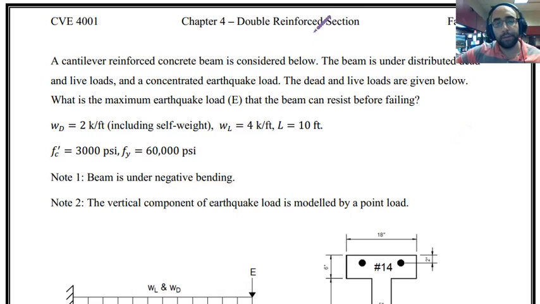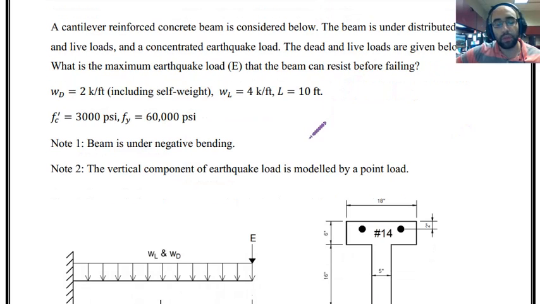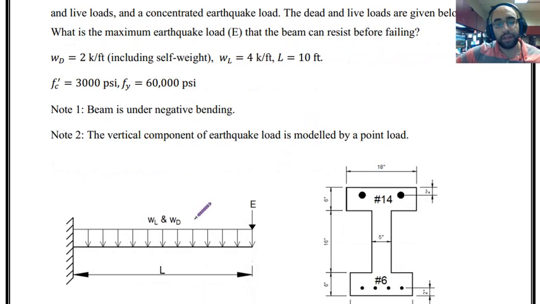The example is shown over here. You can see we have a cantilever beam. We have dead and live loads on the beam. We have also earthquake load as a point load at the end of the cantilever beam, and also the length of the beam is specified at the end.